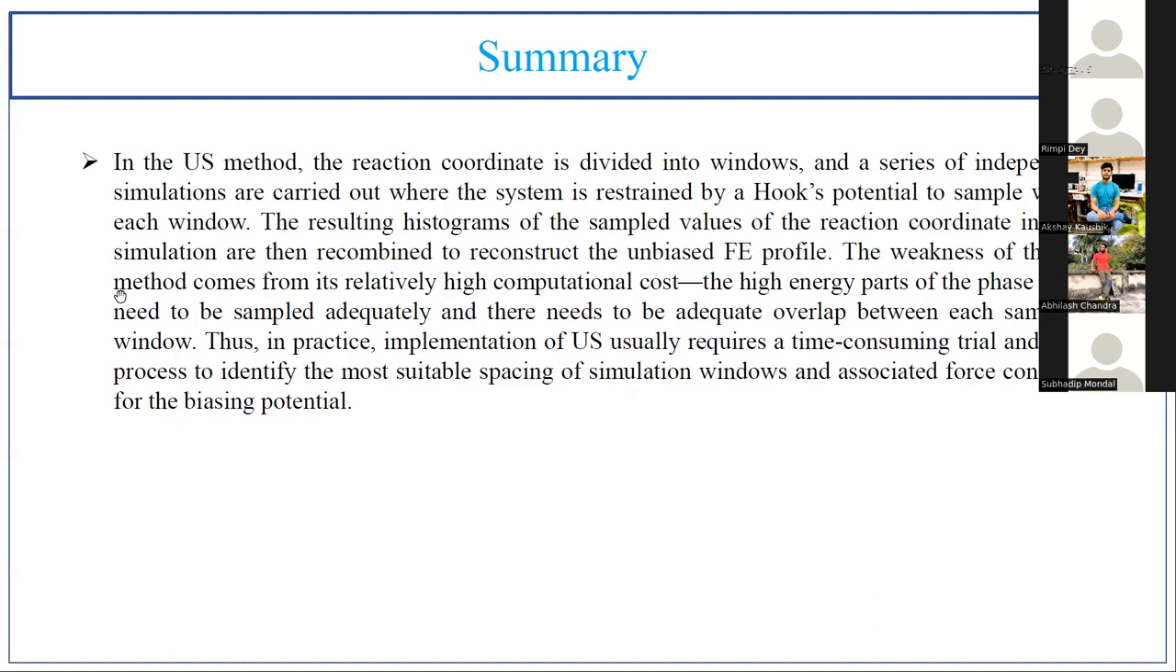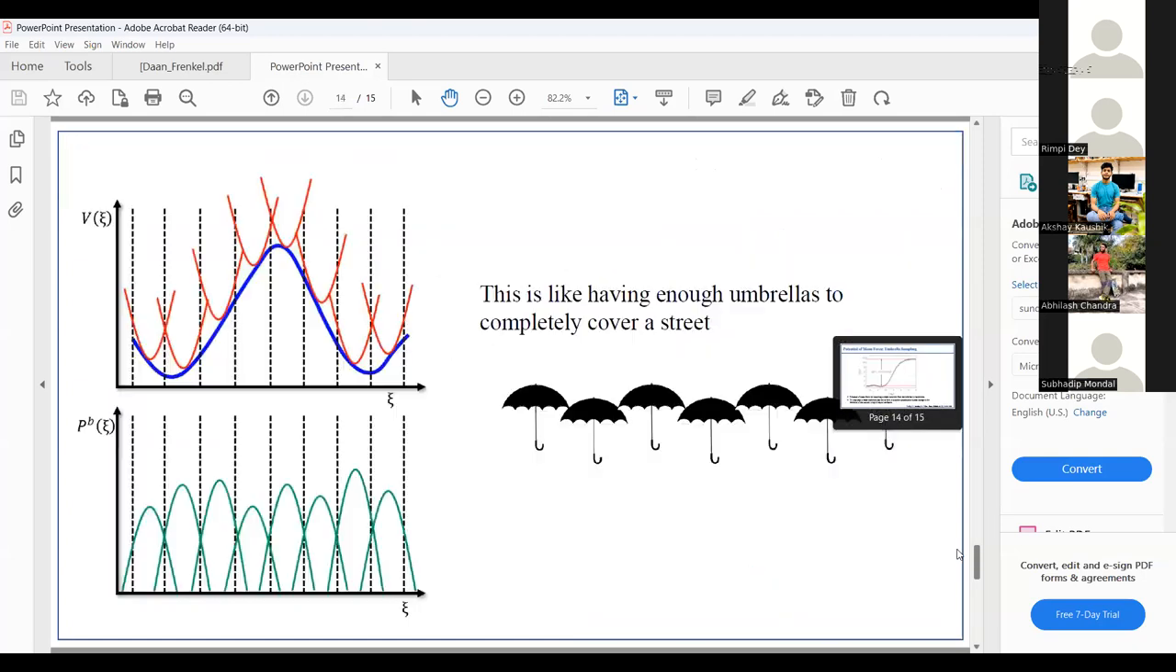There is also one weakness of the umbrella sampling method that comes from its relatively high computational cost. The high energy part of the phase space needs to be sampled adequately, and there needs to be adequate overlap between each sampling window. Thus in practice, implementation of umbrella sampling usually requires a time-consuming trial and error process to identify the most suitable spacing of simulation windows and associated force constant for the biasing potential. So this is all about today's discussion.